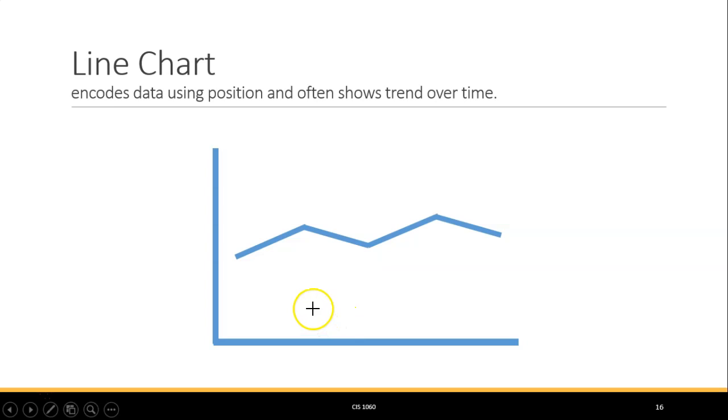Line charts, typical line charts show forecasts, trends, whatnot. A very common thing is that we'll have dollars and profits, and then this at the bottom would be time.